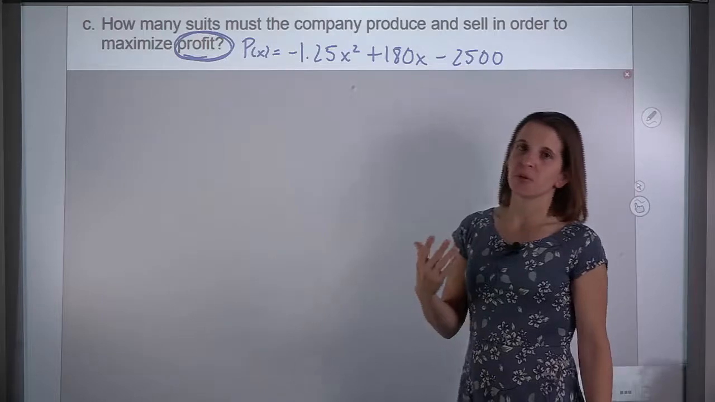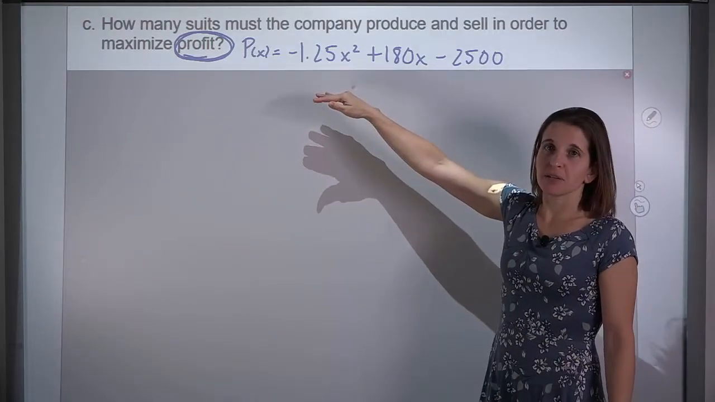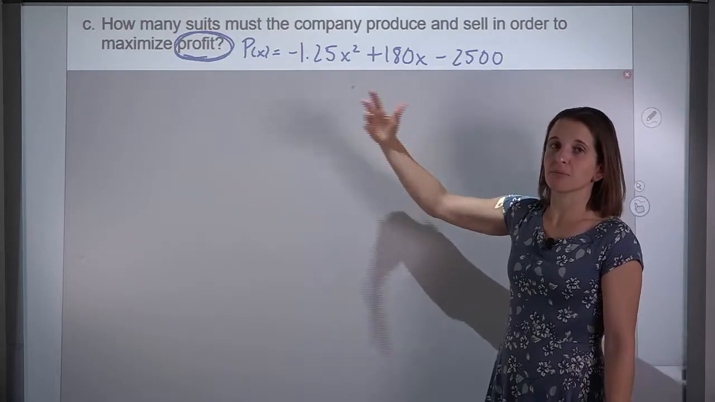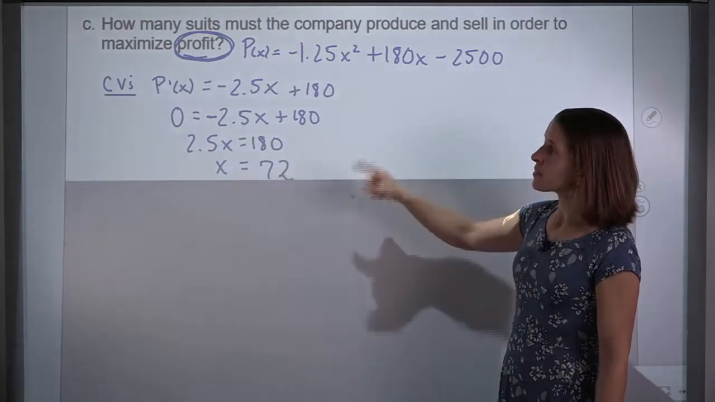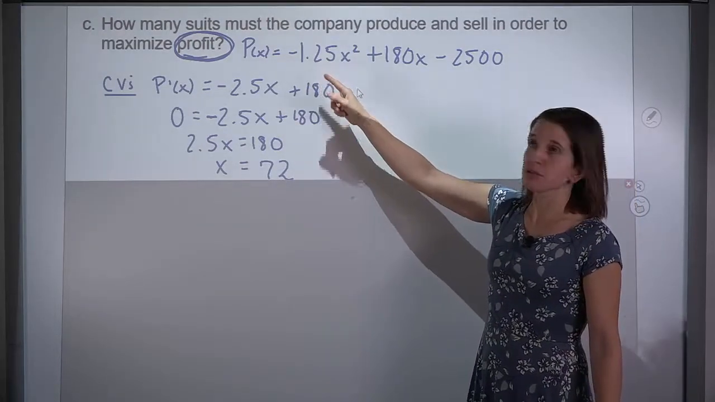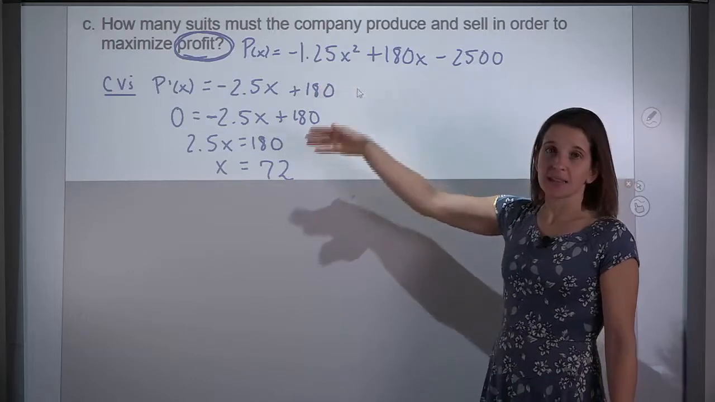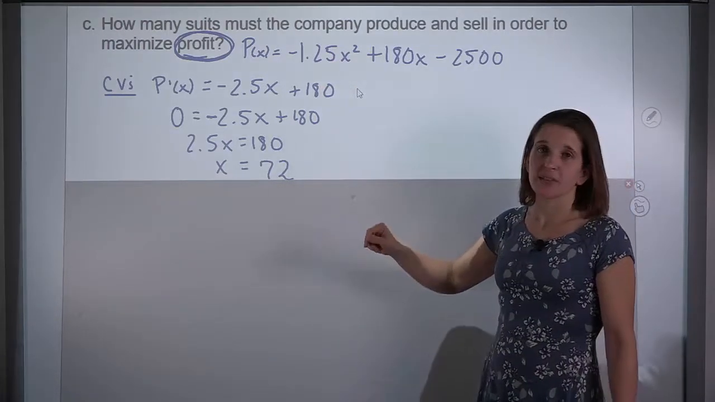Well, that's why I built you up, right, because they're asking you about profit. So it's the profit function they're asking me to find a maximum of, so that's the function I'm going to do my derivative. So I need to find critical values by taking the derivative. I get negative 2.5x when I do the power rule plus 180. I set that equal to 0. There are no places it doesn't exist. And solve, and I get 72.